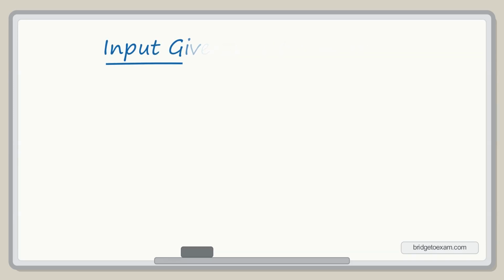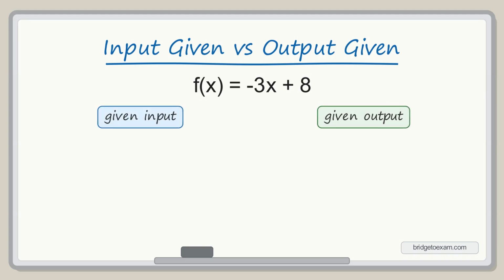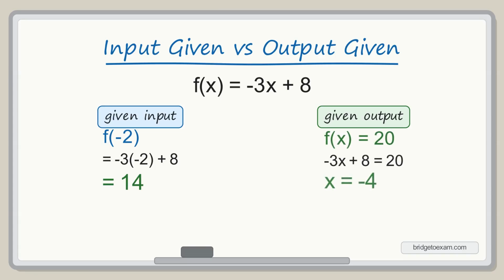The SAT often switches the direction. If the input is given, evaluate the output. If the output is given, set the function equal to that output and solve for the input. Here, f of -2 is 14, but f of x equals 20 gives x equals -4.